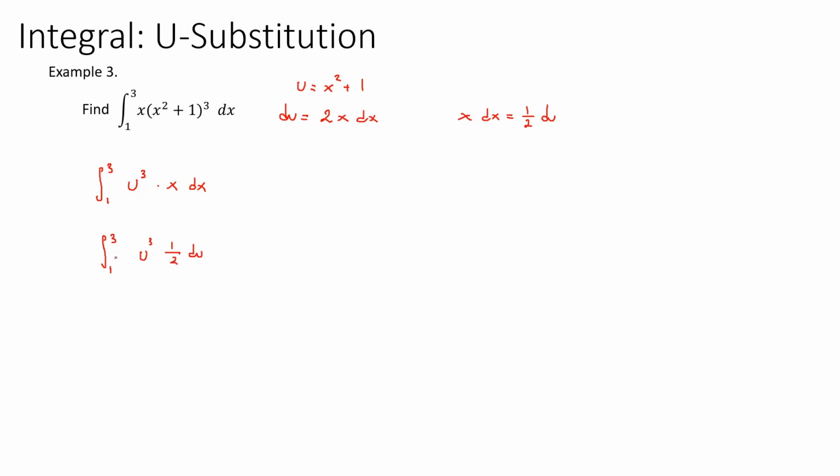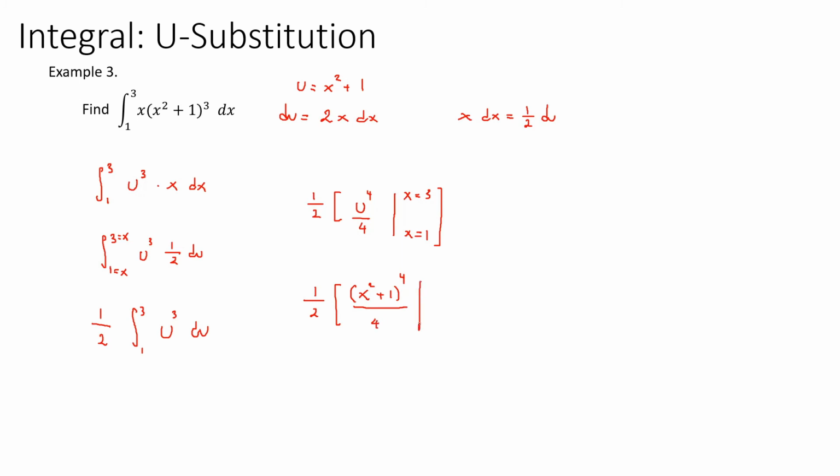Just keep in mind these numbers 1 and 3 are for the x, not for the u. So factor out 1/2. We have the integral from 1 to 3 of u to the 3rd du. Integrate using the power rule. Since it's a definite integral, we're going to calculate this from x equal to 1 to x equal to 3. The reason I mention this is that a lot of students make a mistake by substituting this into the u. Just keep in mind that 3 is for the x, so make sure you substitute back in your x before you solve it out. So your antiderivative in this case is x squared plus 1 to the 4th over 4, and you're solving this from 1 to 3.